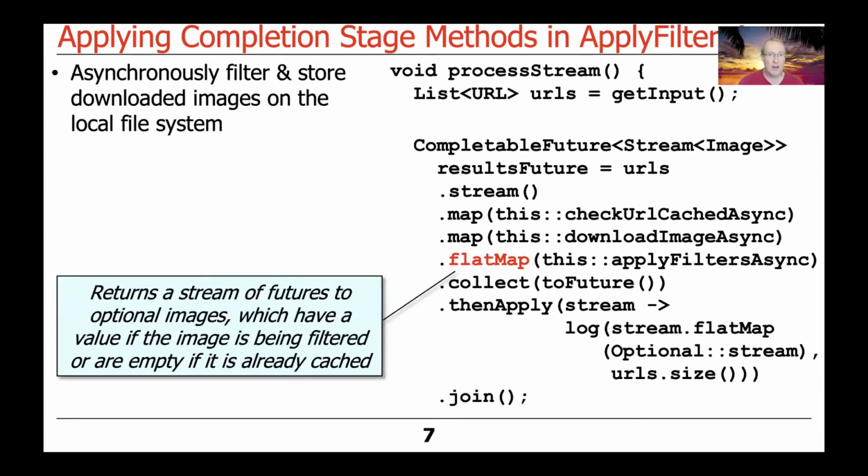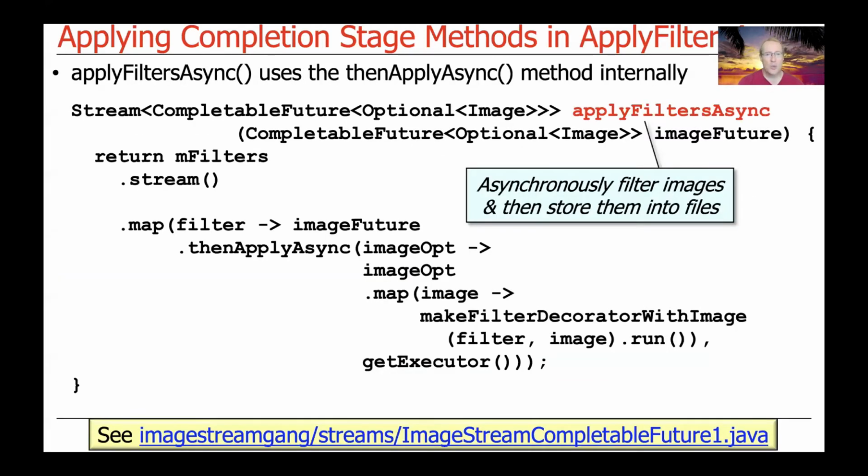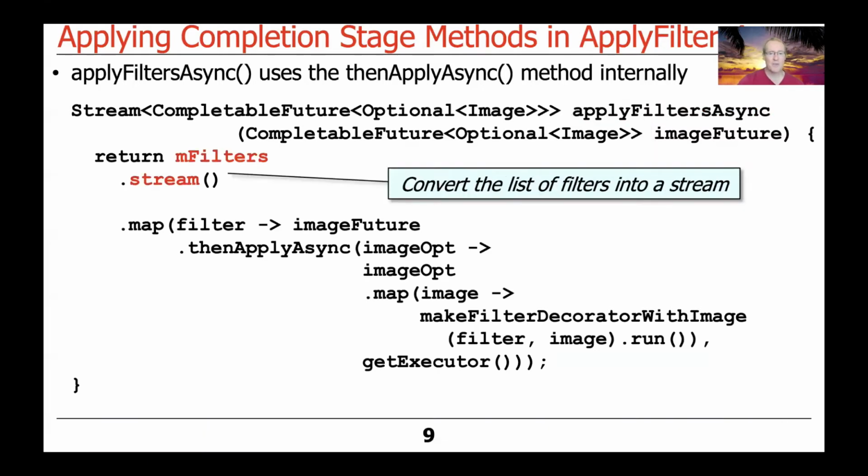What we get back here is a stream of completable futures to optional images, which will have a value if the image is being filtered and stored, or will be empty if it had been cached up the chain of calls here in the Fluent interface chain. So here's what applyFiltersAsync looks like. You can see that this method is in the ImageStream CompletableFuture 1 file. And it, of course, asynchronously filters the images and then stores them into files.